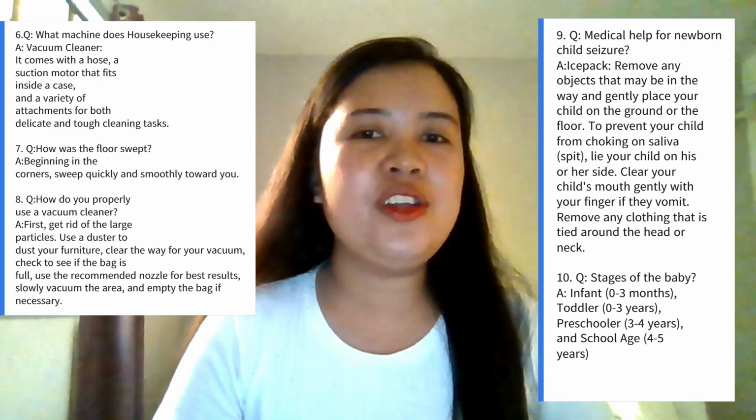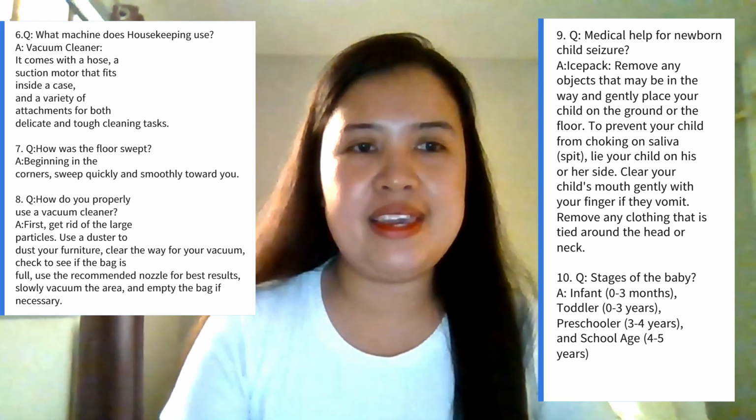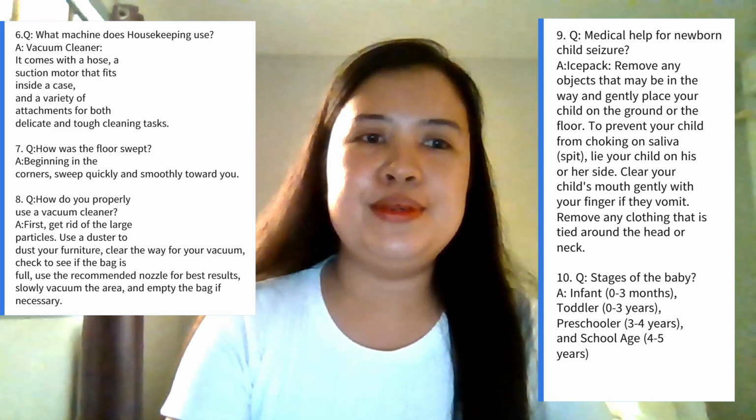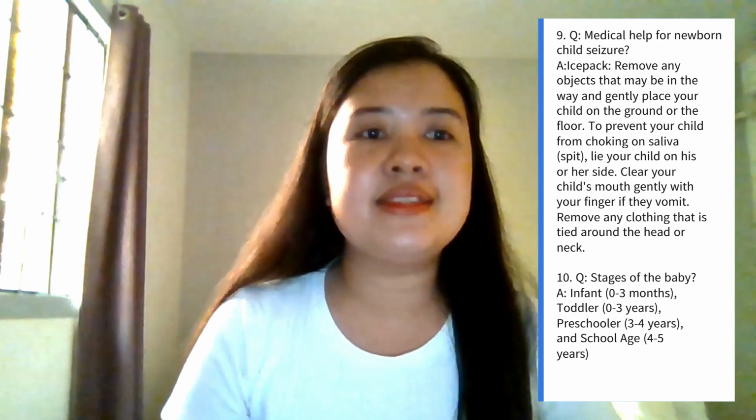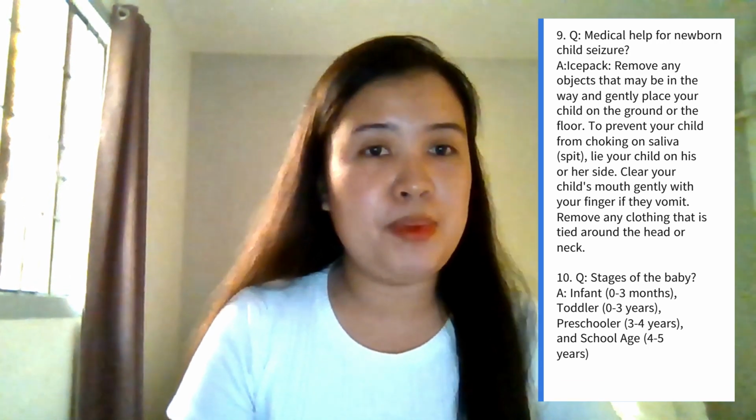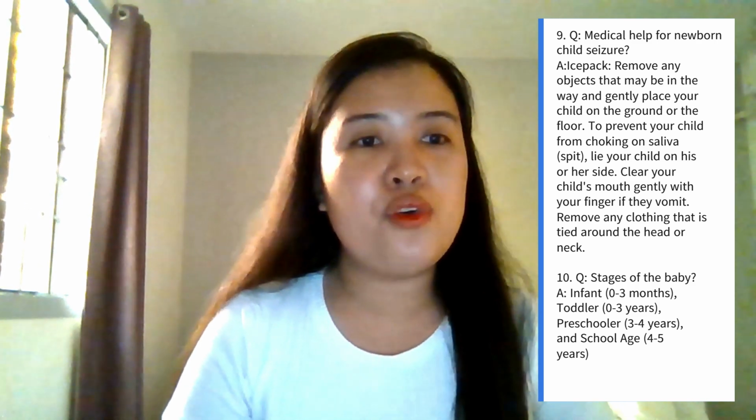What are the stages of the baby? The stages of the baby are infant, 0 to 3 months; toddler, 0 to 3 years; preschooler, 3 to 4 years; and school age, 4 to 5 years.